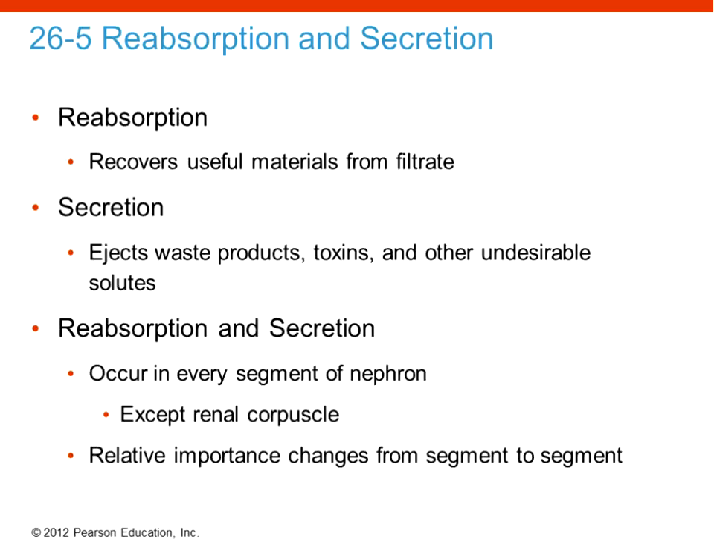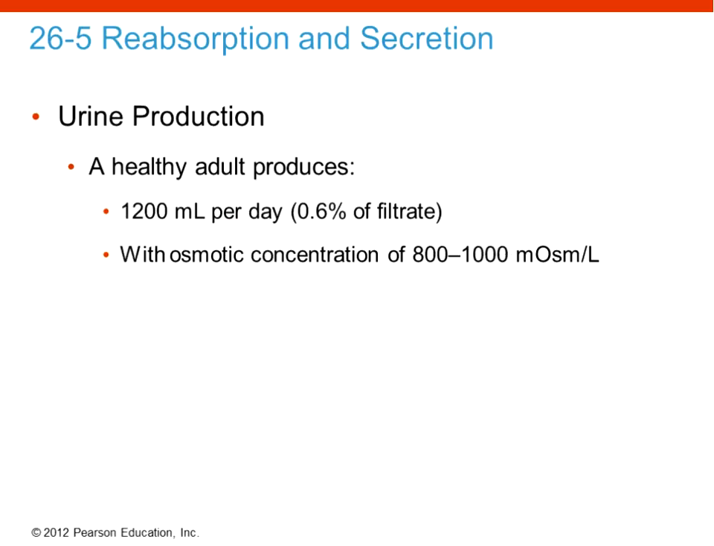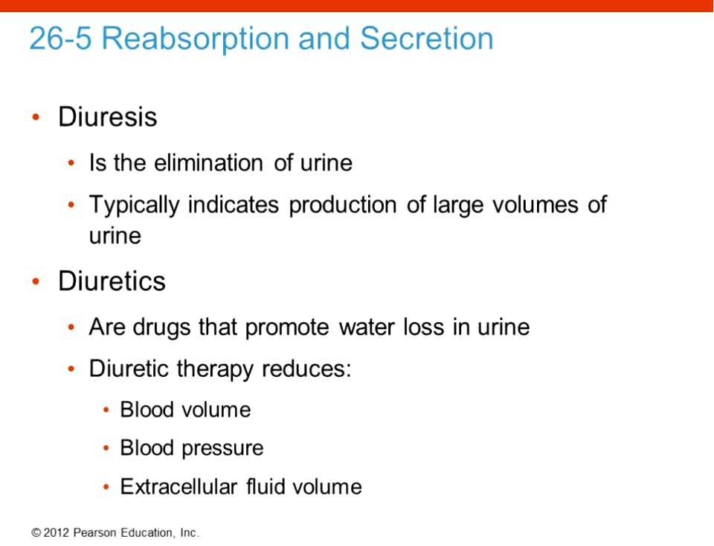Again, reabsorption, the purpose of it is to recover useful materials from the filtrate. Secretion ejects waste products and toxins, and ultimately it's the last steps before urine formation occurs. And then urine production, in a healthy adult, is about 1,200 ml a day, which is only 0.6 percent of the filtrate that was initially produced. So again, that reabsorption of water is essential in that process. Okay? So diuresis then is the elimination of urine.